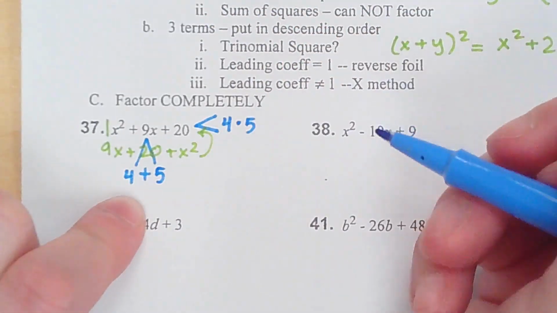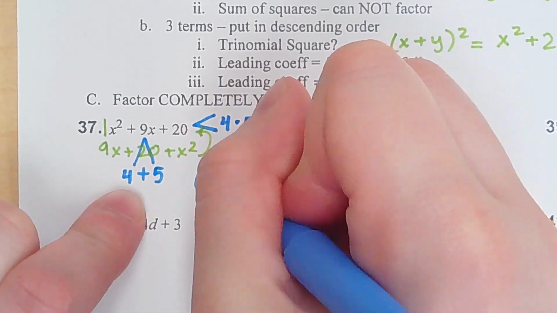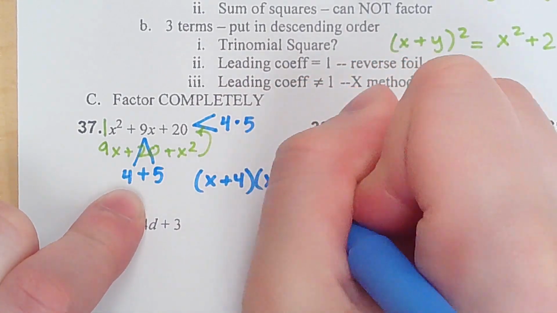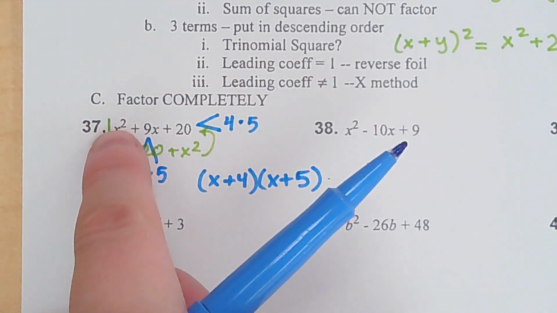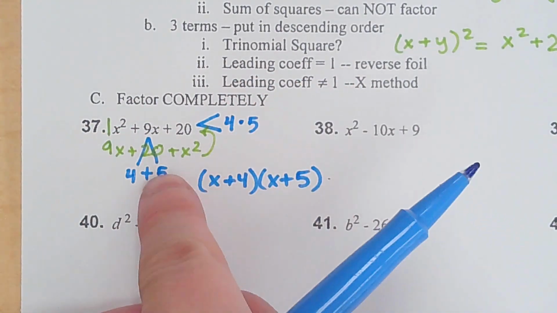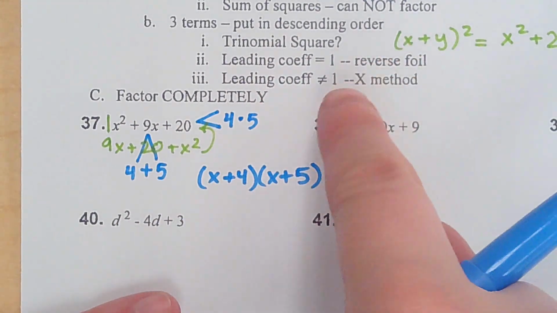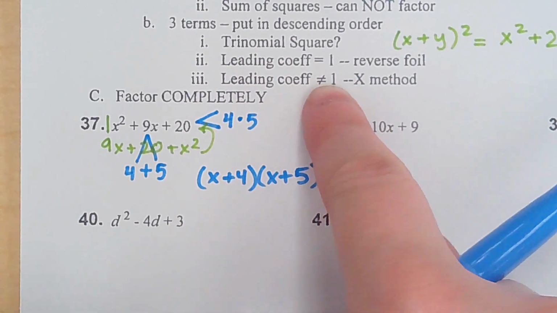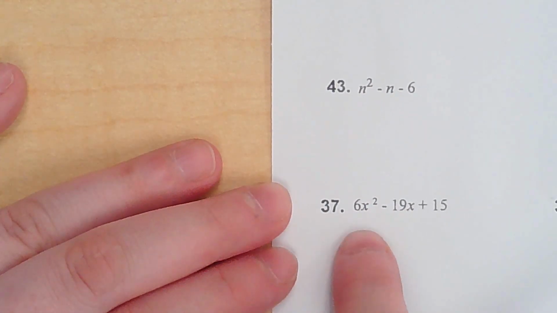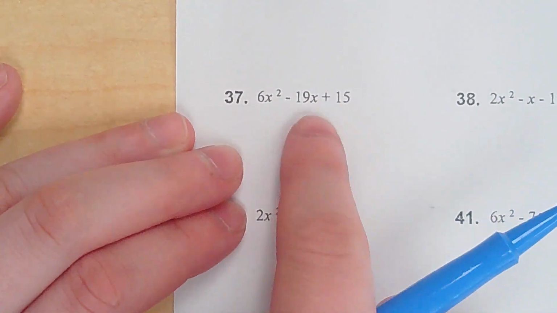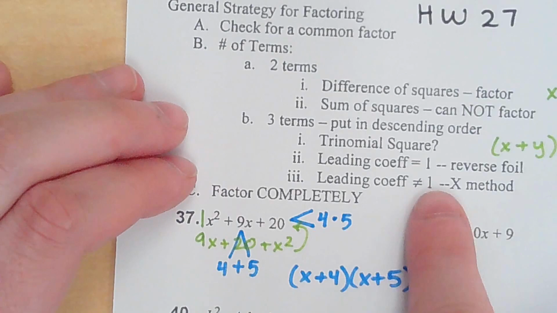And we learned a shortcut where you can plug this into your answer. It's going to be x plus 4 times x plus 5. Okay? So if you have a lead coefficient of 1, in other words, if your x squared is by itself, you can use this shortcut. And then finally, the very last thing you may see is if you have a lead coefficient not 1. So if you go down to number 37, okay, this one right here, we see that x squared has a 6 with it. I would use X method to factor that.